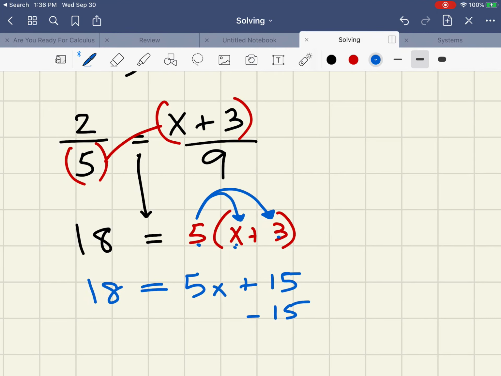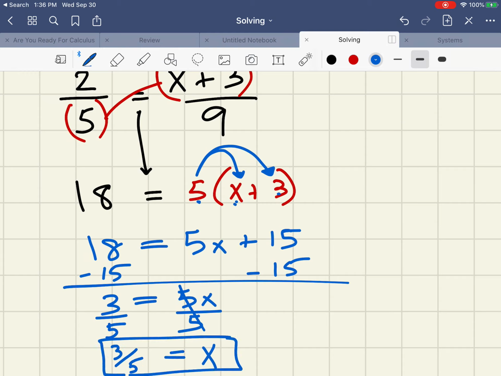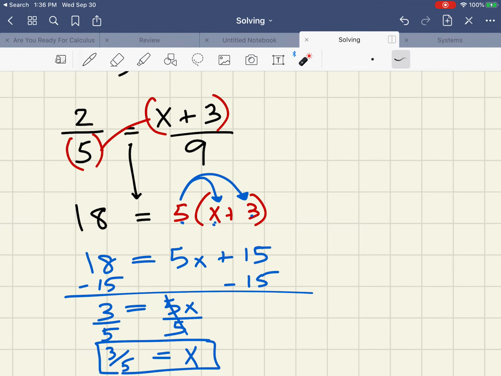And then I'm going to subtract 15. I'm going to subtract 15. I get 3 equals 5x. And if I divide by 5, that cancels this 5, and I get x equals 3/5. And that's my answer. So just to recap, we're multiplying the 2 times the 9. Okay, so across, that gives us 18. We're multiplying the 5 times the numerator over here, which then I will distribute to get the next line.